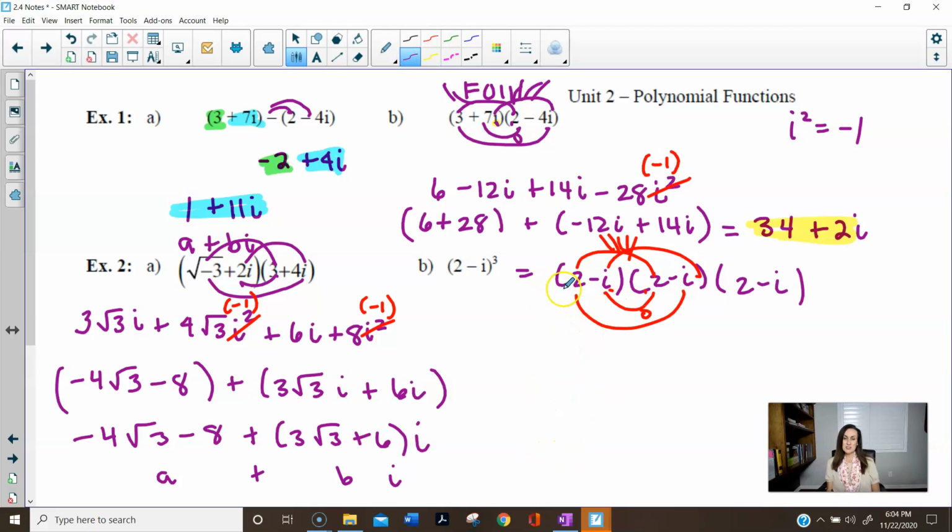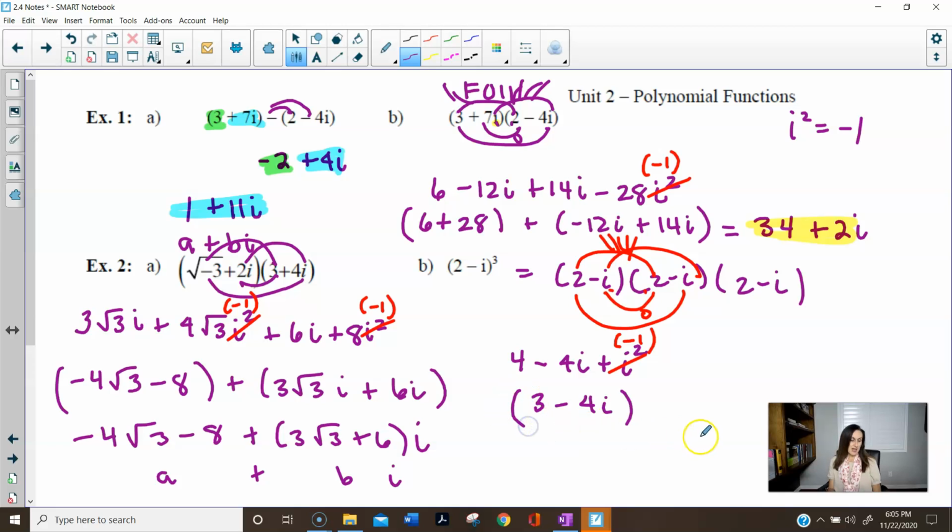All right, so I'll go ahead and do it. 2 times 2 is 4. And then outer is -2i and inner is -2i. So that's -4i. And then last times last, a negative times a negative is a positive. And then I times I is I squared. And then I squared is going to get replaced with a -1. So now I have 4 subtract 1, which happens to be 3. So this would be 3 subtract 4i.